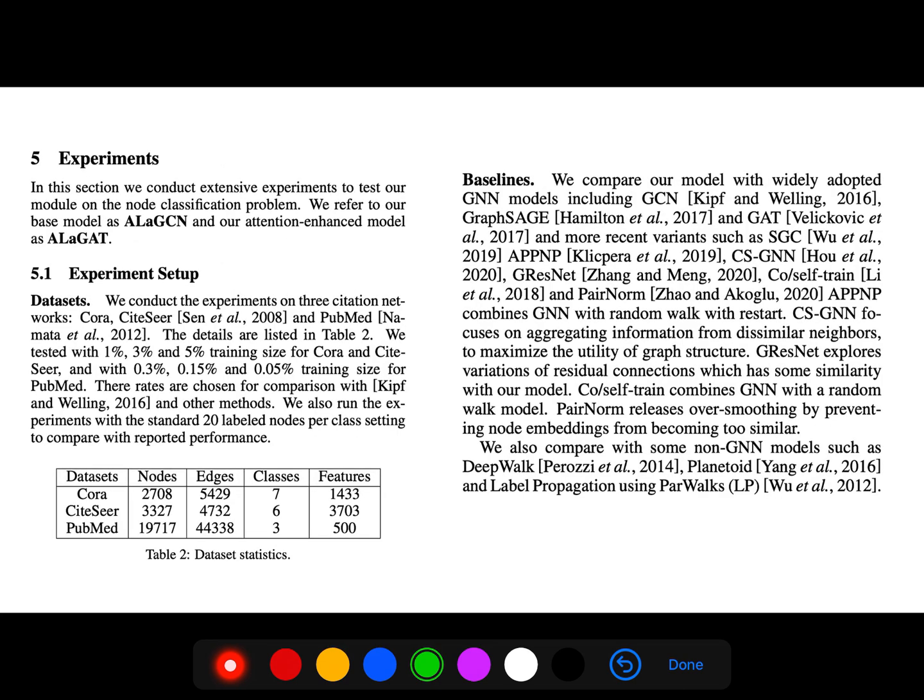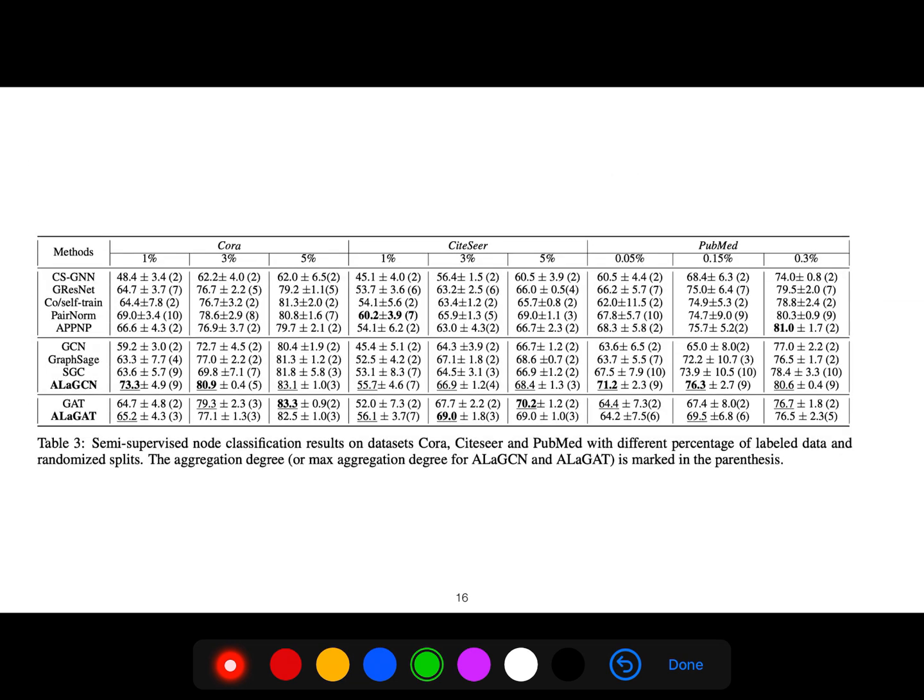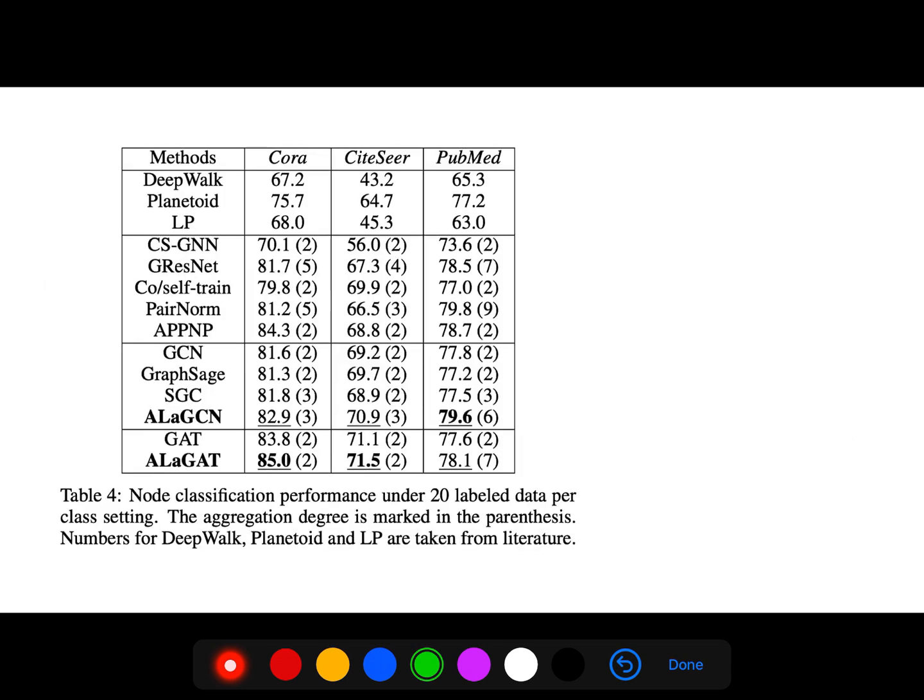So they did experiments on the Cora, CiteSeer, and PubMed datasets, and these are their results. When they compare their model with, for example, GCN, you see some improvement on all datasets. Also, they did node classification performance under a 20 labeled data per class setting. So they compared DeepWalk and GraphSage with their method. You see some improvement.